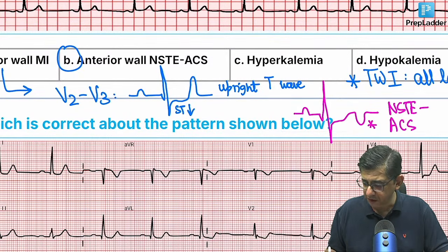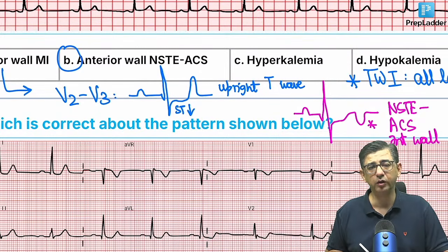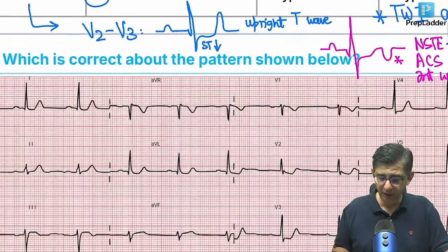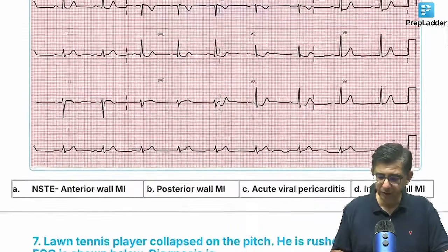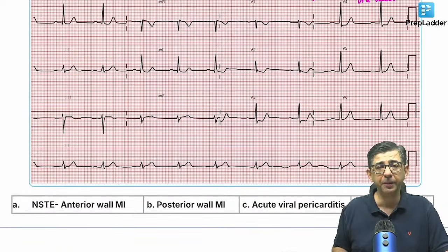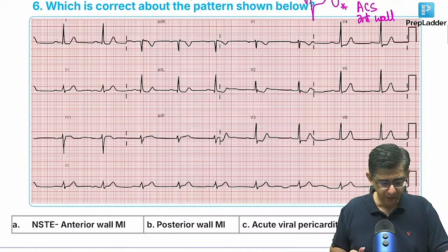A non-ST elevation acute coronary syndrome that will be involving the anterior wall of the patient. The final diagnosis is answer number B for this one. So we are sorted for the fifth one. Let's look at the sixth one on the agenda for today, which is: correct about the pattern that is shown.